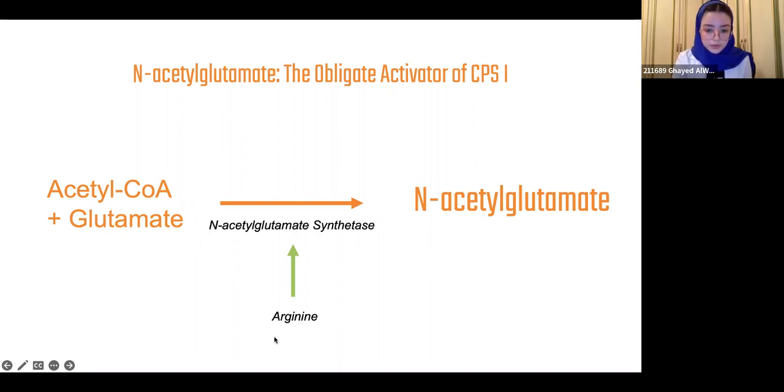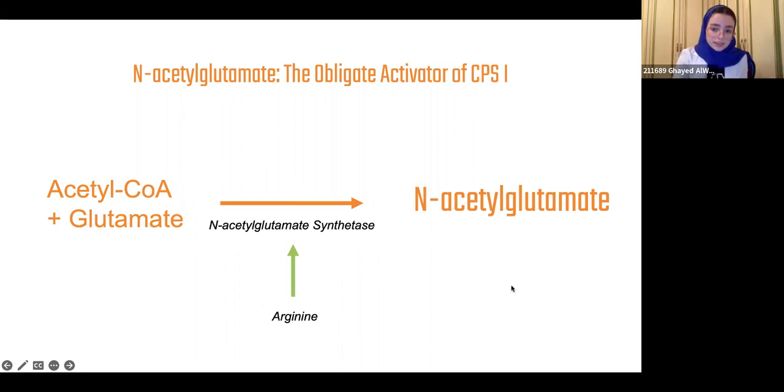And this part over here, the fact that arginine is needed for N-acetyl glutamate synthetase, this is an important point. It could come as an MCQ, so just make sure that you understand it. Again, we can go over it, we can repeat it again.